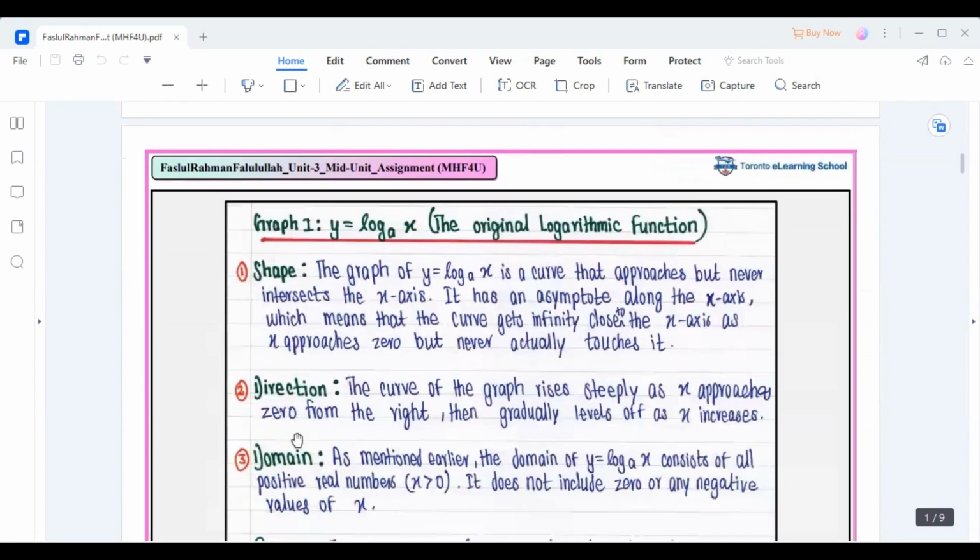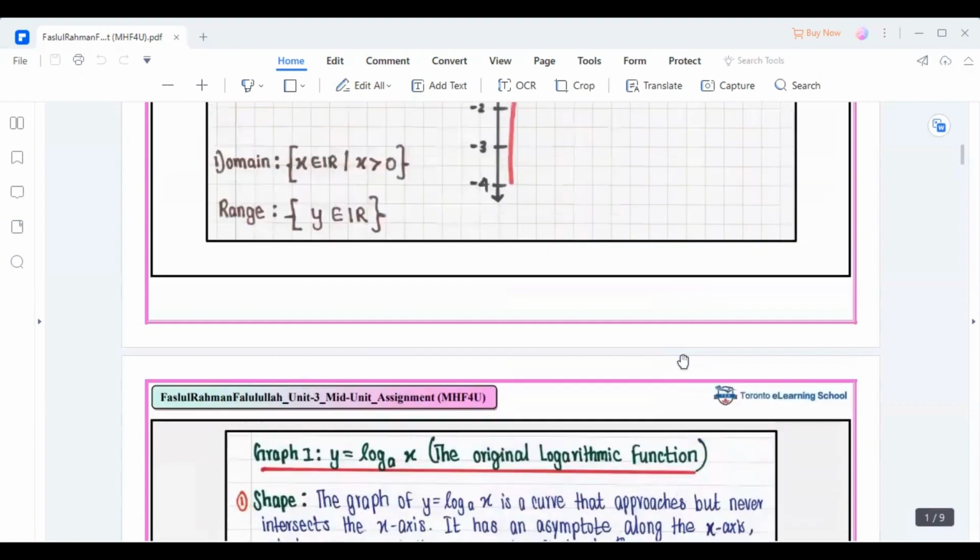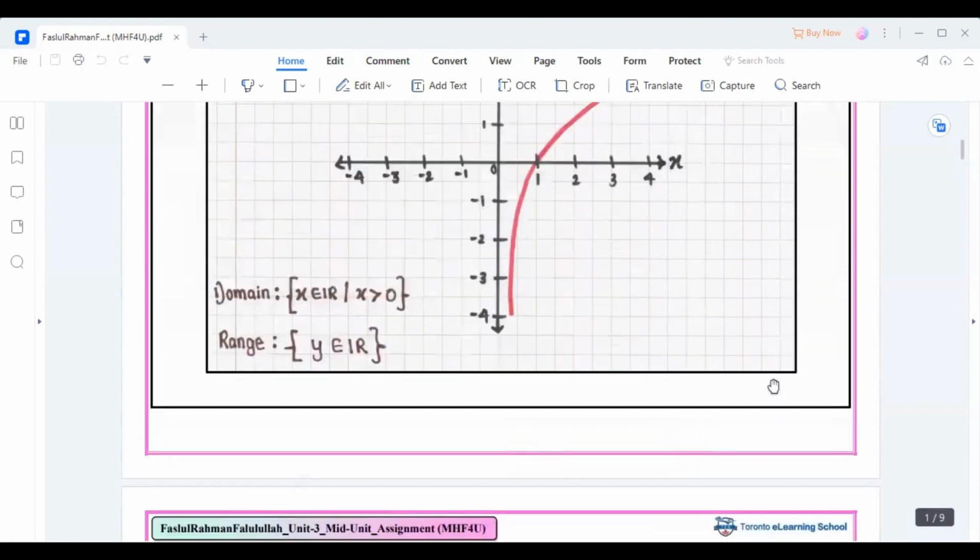So graph 1, y equal log ax, the original logarithmic function. First one is the shape. The graph of y equal log ax is a curve that approaches but never intersects the x-axis. It has an asymptote along the x-axis, which means that the curve gets infinitely close to the x-axis as x approaches 0, but never actually touches it. So here we can see this.